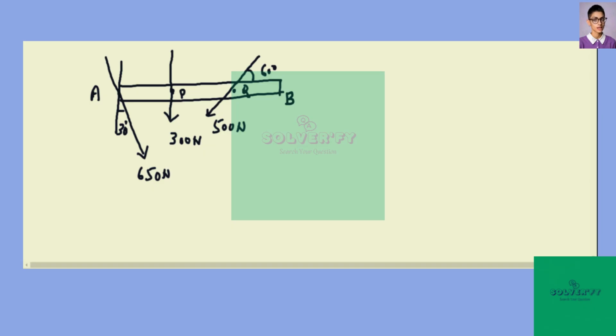Now this distance is given as 3 meter, and this distance is given as 5 meter, and this is given as 2 meter. We have to calculate the net force on the rod and the moment of torque, or moment of force, about the point A.